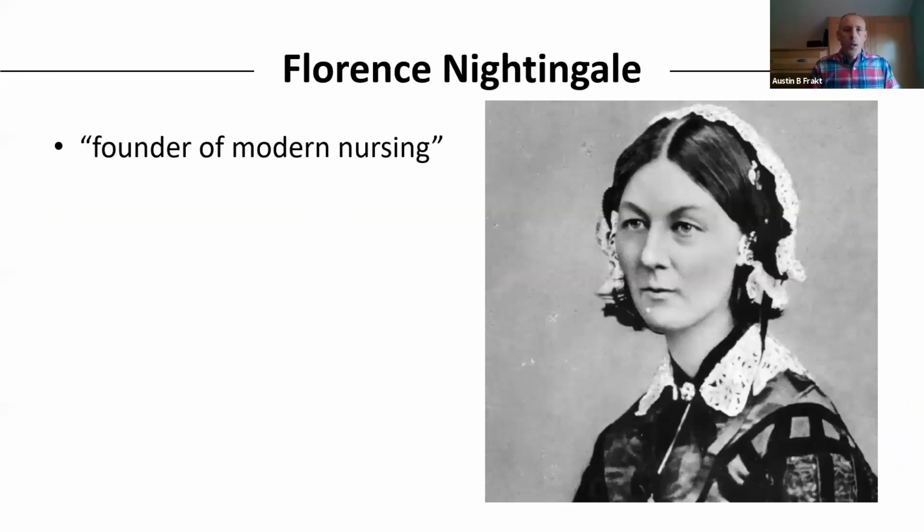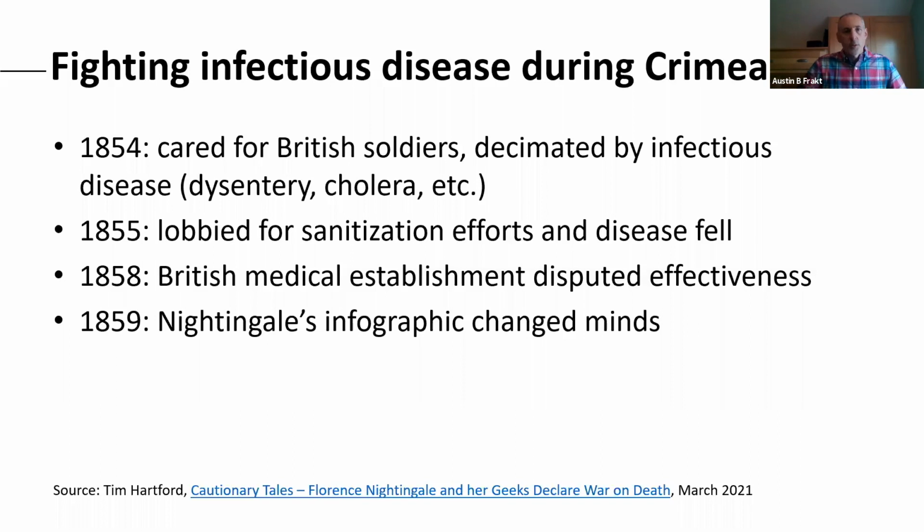So I want to go to another person in history, Florence Nightingale, and talk about another story. She's known as the founder of modern nursing, and she did something pretty remarkable, which is why we know about her. Among the things she became famous for was fighting infectious disease during the Crimean War. And this is around the time when Mendel was working with his pea plants.